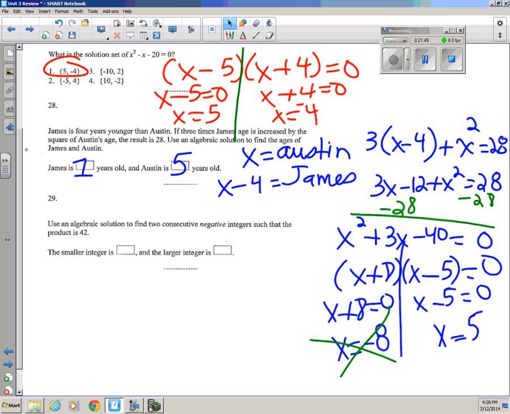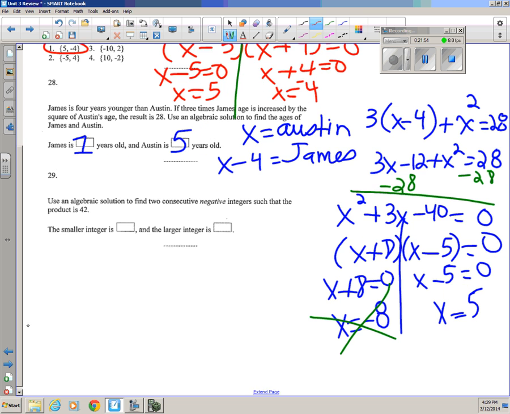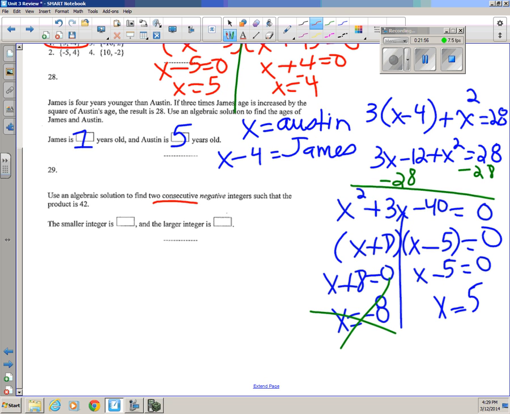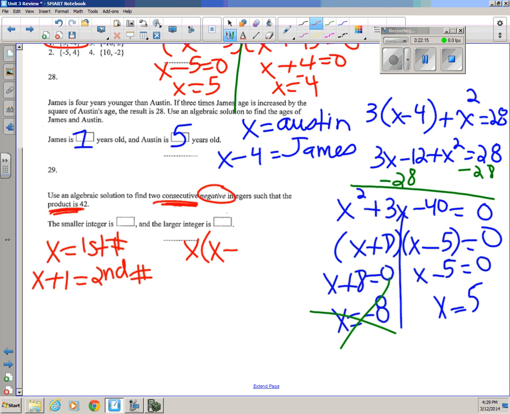Another word problem. Good stuff. Use an algebraic solution to find 2 consecutive negative integers, one after the other, whose product is 42. Well, x is our first integer, consecutive, one right after the other. X plus 1 is the second. It's the product, so multiply. First number times second number has to be 42. When I multiply through, x squared plus 1x equals 42.